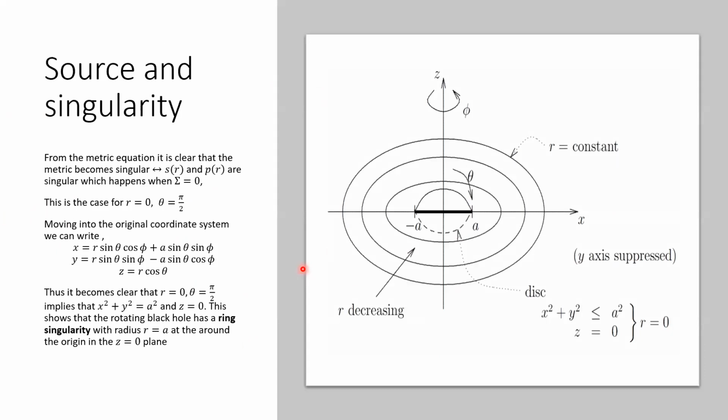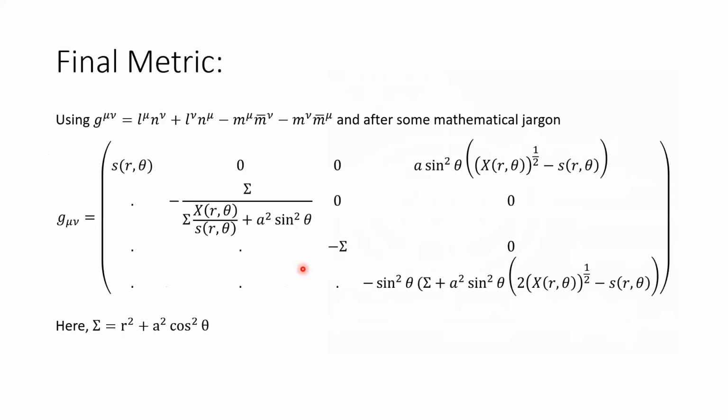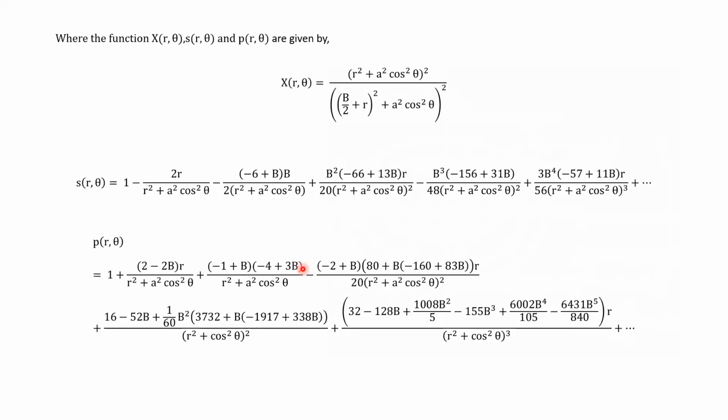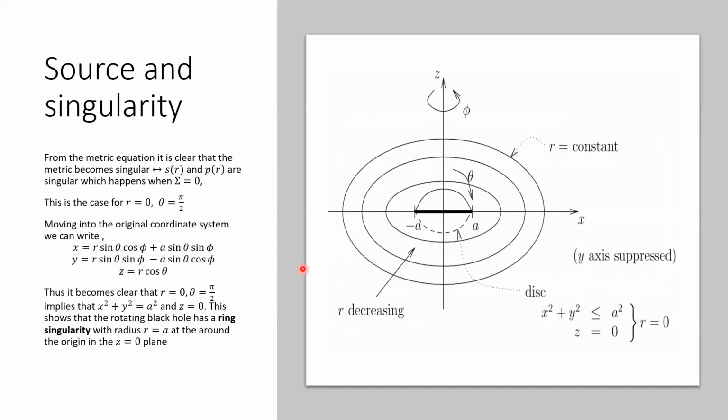Now, from these two slides, we are basically getting the complete solution of this rotating system. So now we are proceeding to analyze the properties of this solution. So this is basically to find the singularity for this metric.